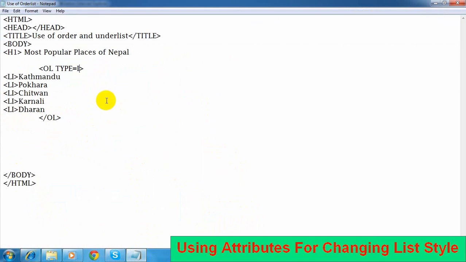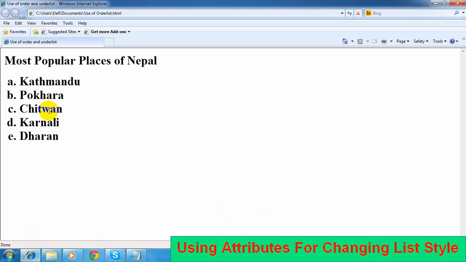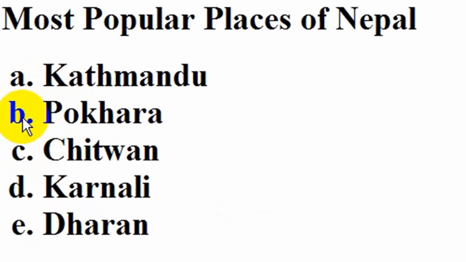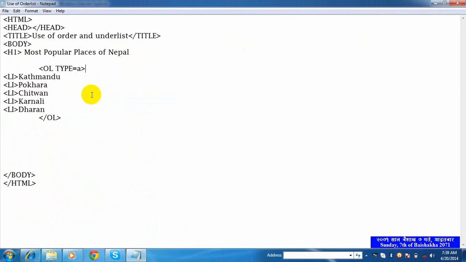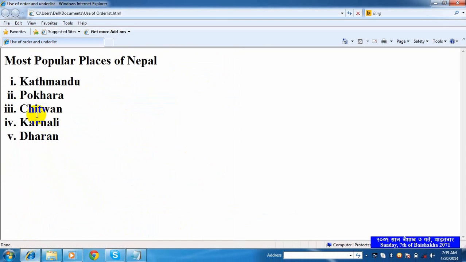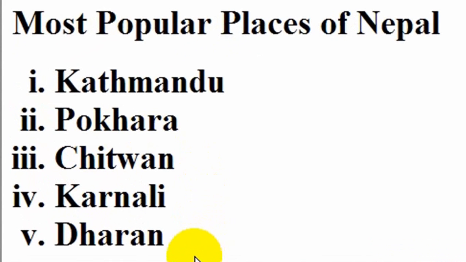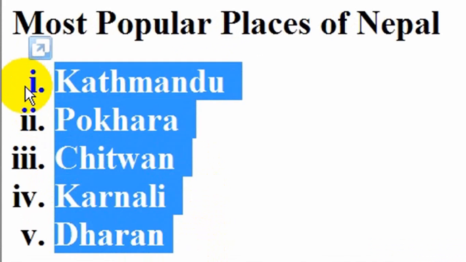Like this we can change the attribute of the ordered list, or the way of listing. Go again to the text editor. If you type small letter a here, what happens? Let's see. Save the text, go to the web browser and refresh. You can see small a, b, c, d, e, or small alphabetical listing. Like this you can change the attribute. Go again to the text editor, small i here. Now save it, go to the web browser and refresh. See, the items are being listed in lower Roman.